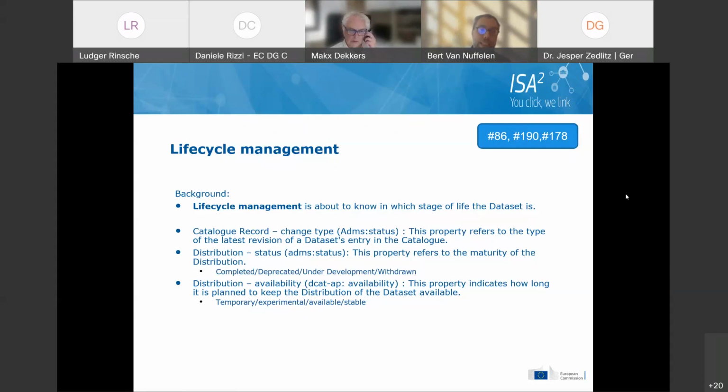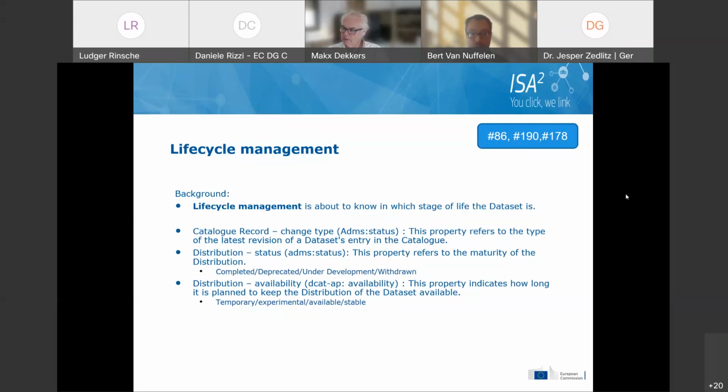And then at the level of distribution, we have at the moment two lifecycle elements, status and availability. One refers to the maturity of the distribution with this code list: completed, deprecated, under development, and withdrawn. And availability, which points to the code list temporary, experimental, available, and stable.